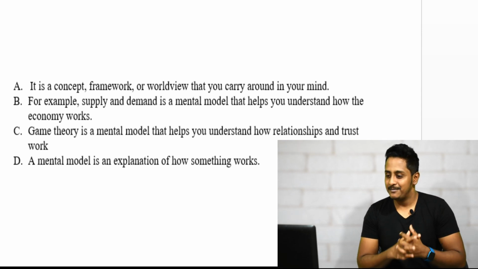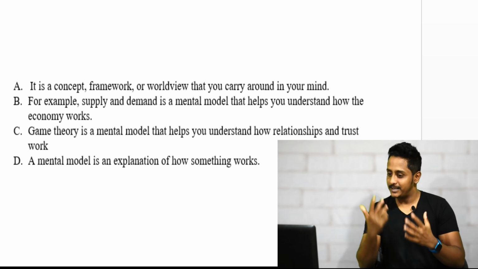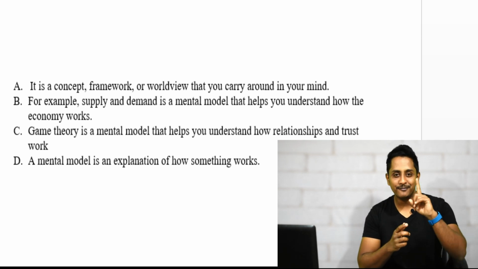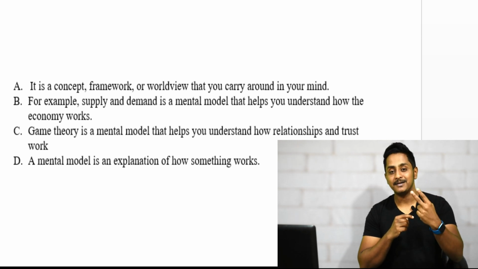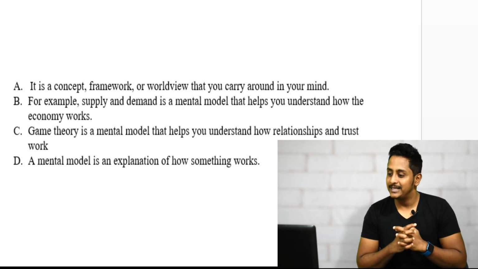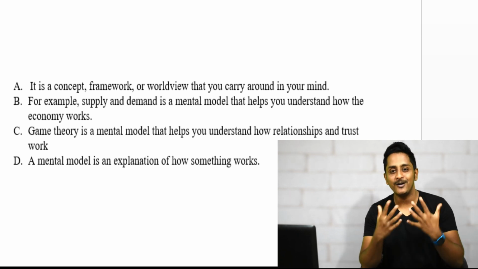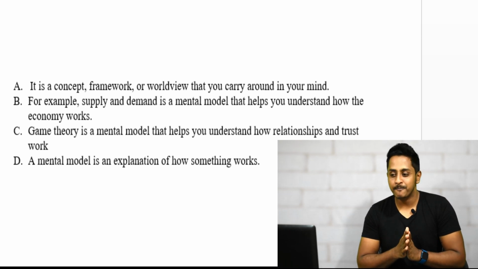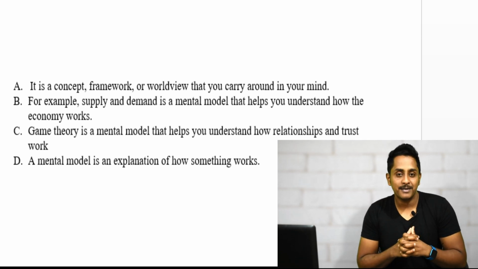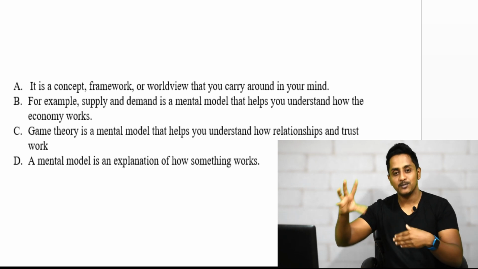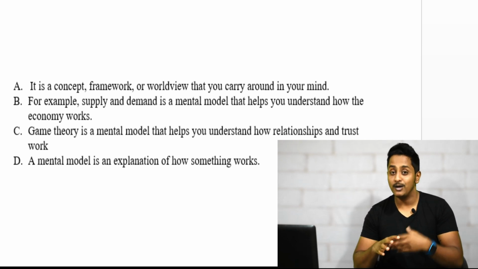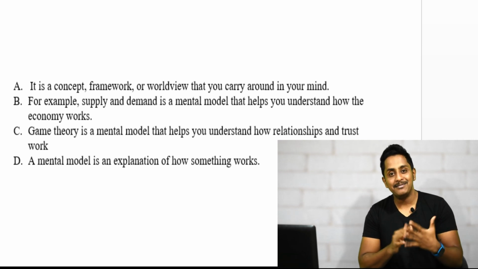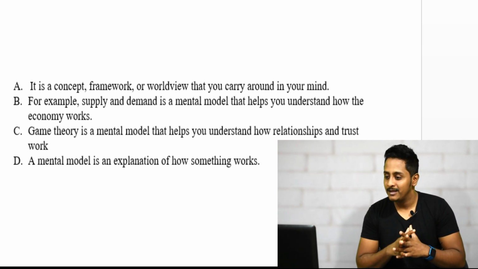It says, for example, supply and demand is a mental model that helps you understand how the economy works. That could be the first example. What is the second example? Game theory is a mental model that helps you understand how relationships and trust work. But what is this mental model? Put it on the top. A mental model is an explanation of how something works. It is a concept, framework or worldview that you carry around in your mind. For example, supply and demand is one of the mental models which is blah blah blah blah. On the other hand, you have one more type of mental model called game theory. That's another type of mental model that helps you understand how relationship and trust work.